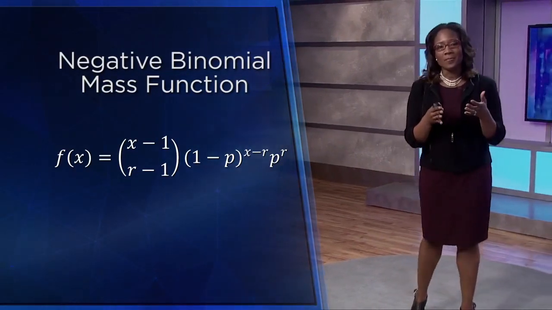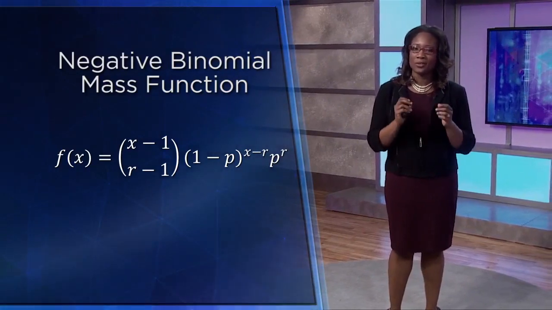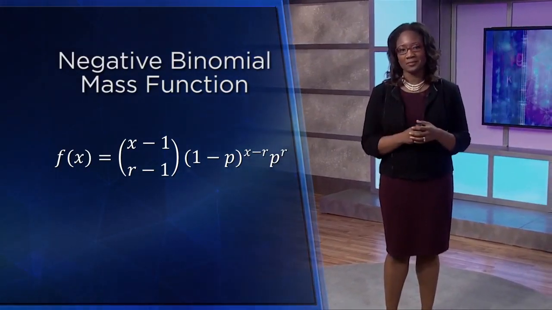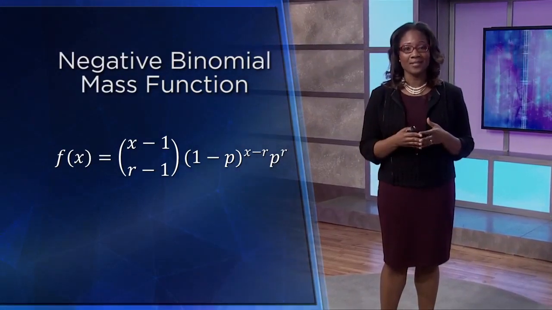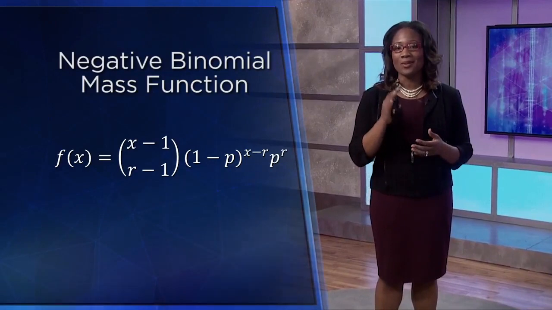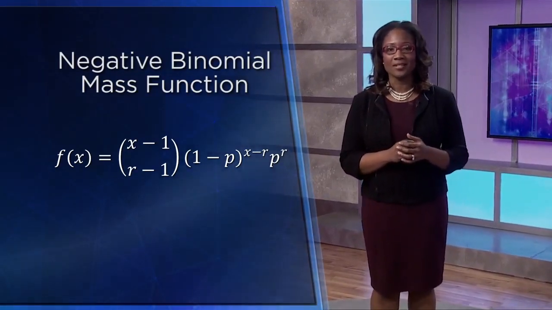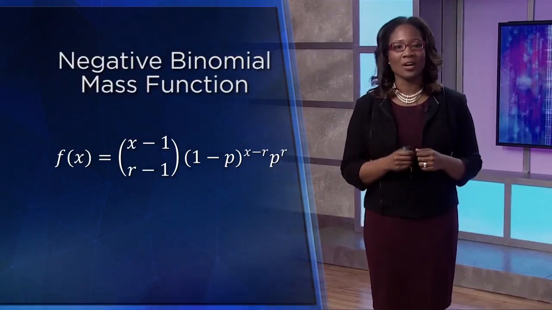That first term is, out of x minus 1, how many ways can we choose r minus 1, right? We've failed x minus r times, and so we're going to take our failure probability, 1 minus p, and raise it to the number of times we failed before we got to the rth success, so p to the r.